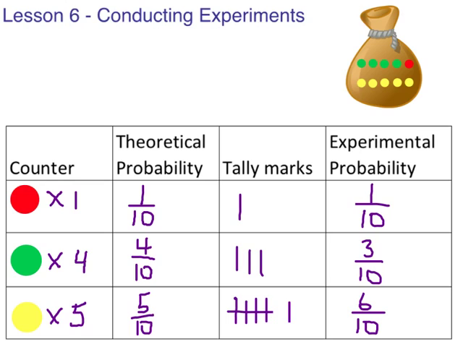We see that our results are fairly close to the theoretical probability. In fact, the red is exactly the same as theoretical probability, but the green is a little bit off, and the yellow is a little bit off. So theoretical probability says that this is the results we should get, but when we actually did the experiments, these are the results we actually got. They were a little bit off, and usually that's the way it is with experimental probability.